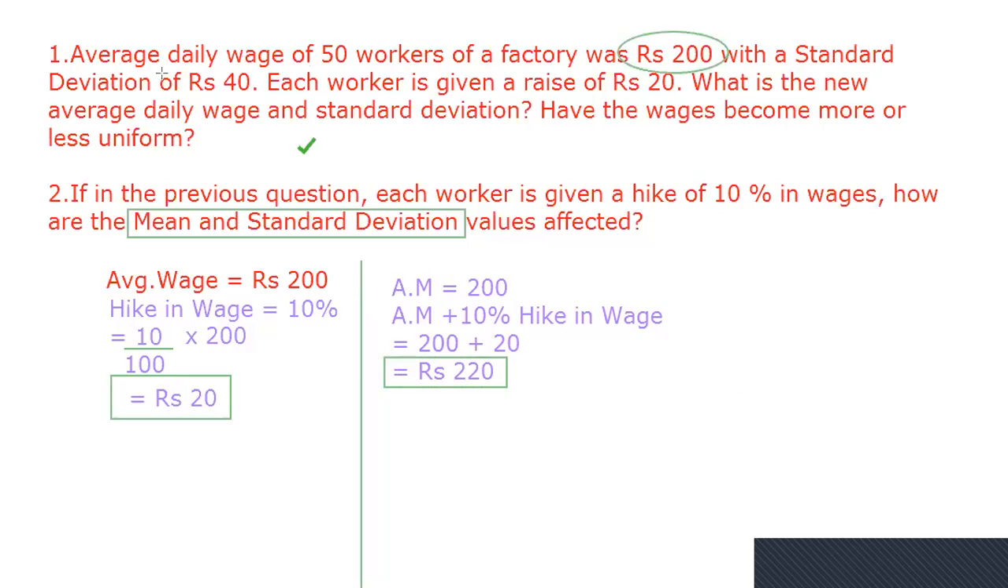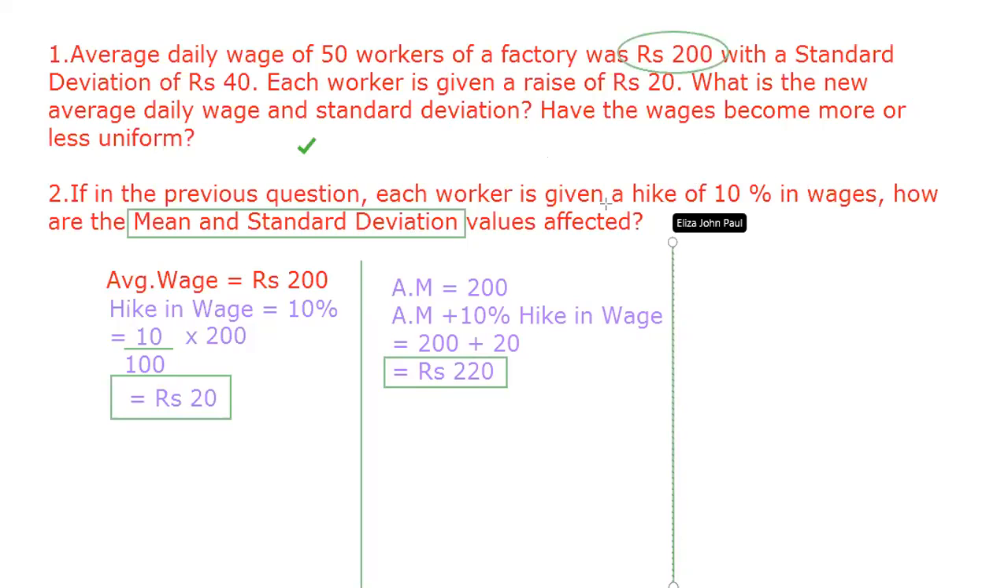Okay, now what about the standard deviation? The standard deviation is rupees 40. We need to find the 10% change, how far it affects the standard deviation also. That also we need to identify. So what is our standard deviation? SD is equal to 40. We know very well, 40, right?